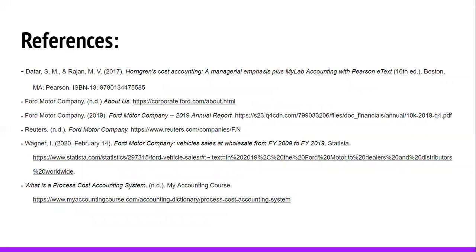Looking at some of our references, we used our book, some material from Ford Motor Company, and various other articles.